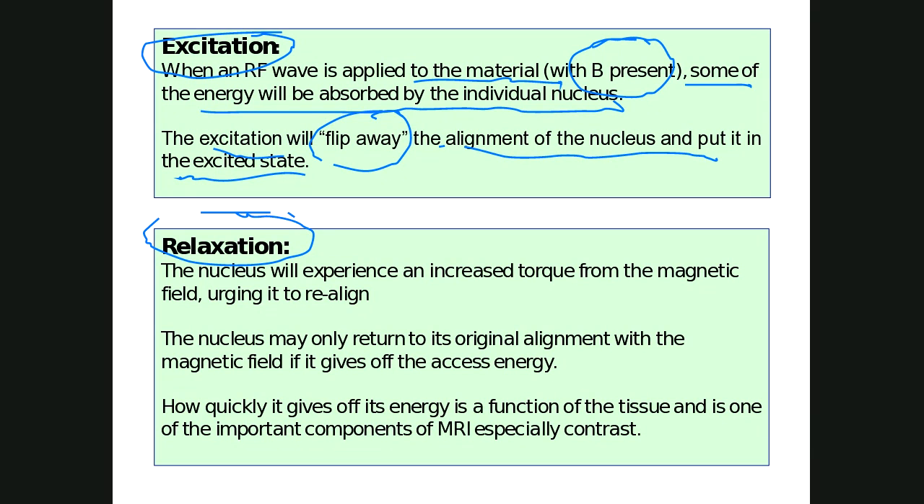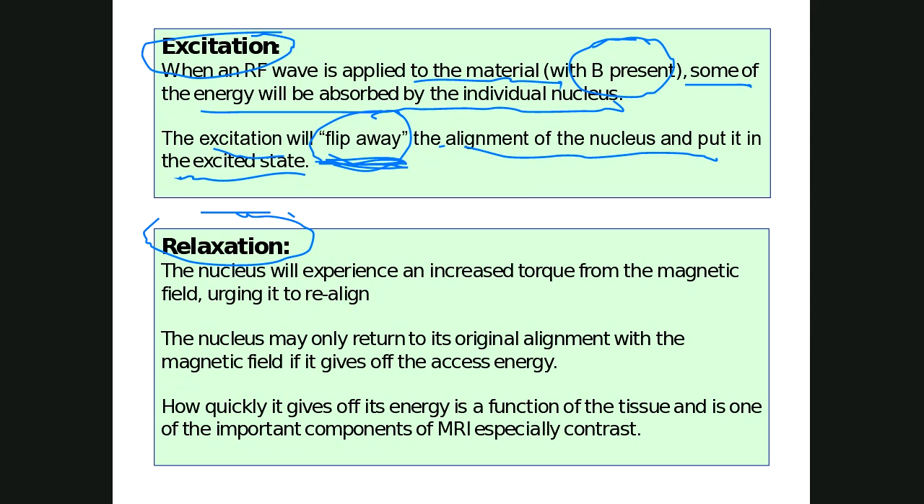So I apply a magnetic field, I calculate the precession frequency of the net magnetization, and then I apply a radio frequency similar, though not the exact same value, as the Larmor frequency, and this will lead to a flip away of the alignment.